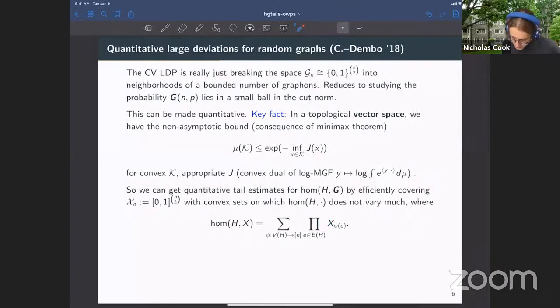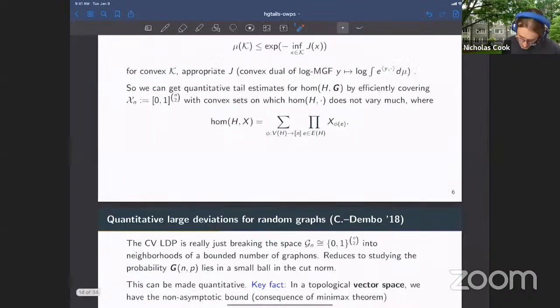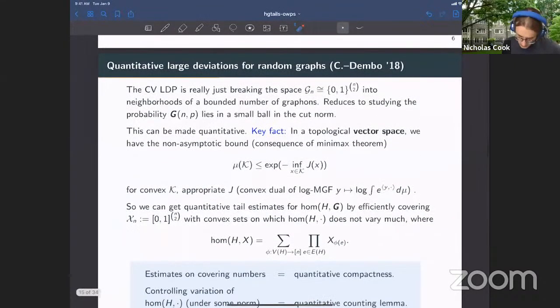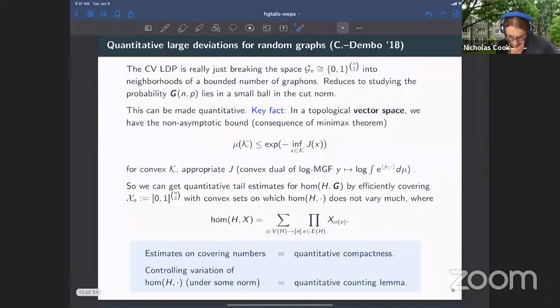So this is a weighted count of mappings from the vertices of the small graph to the vertices of the big graph. And then rather than take the indicators that an edge from H went to an edge in G, you multiply the weights together. So now this is a polynomial that extends in a natural way to the solid cube. And this is a topological vector space, of course, or a convex set in a topological vector space.